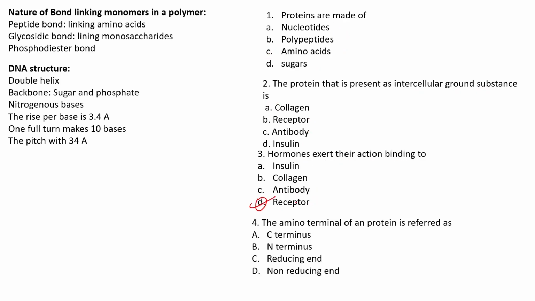So the next question, the amino terminal of a protein is referred to as C terminus, N terminus, reducing end, non-reducing end. So we know that the amino terminal, or the end of the protein that has a free amino group, is called the N terminus. So B is our right answer over here.